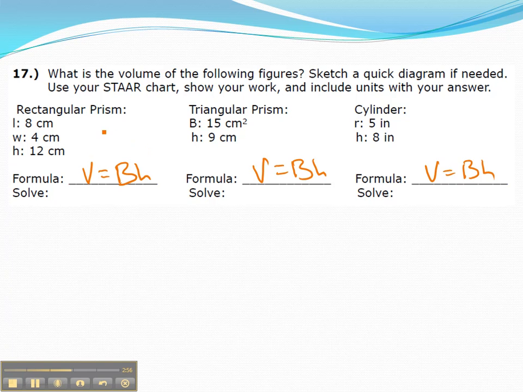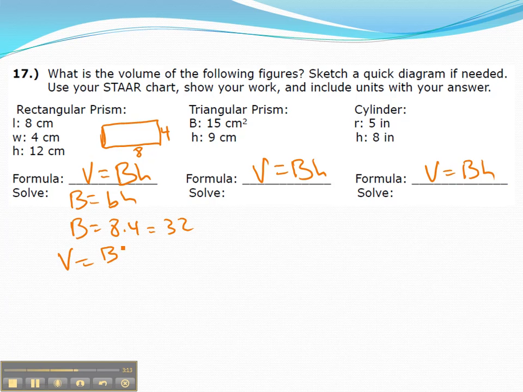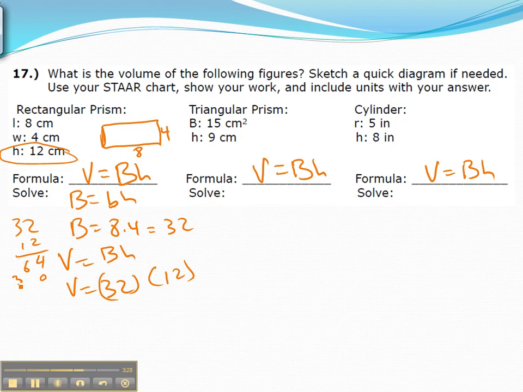And let's sketch the base shape of each of these. This rectangle is 8 by 4. So the formula for area of that rectangle would be base times height. 8 times 4, 32. And then volume would be that area of the base times the height, or 32 times the height of that prism, which is 12. 32 times 12. So 384. Be careful with our units. They're all centimeters, so centimeters cubed.